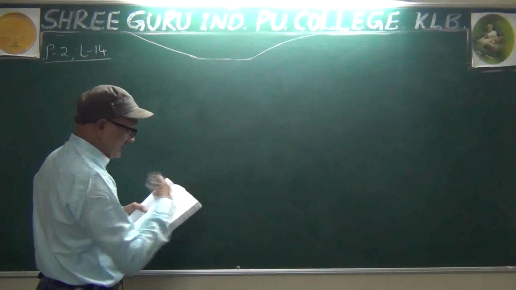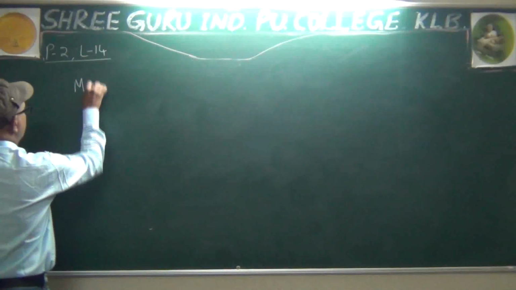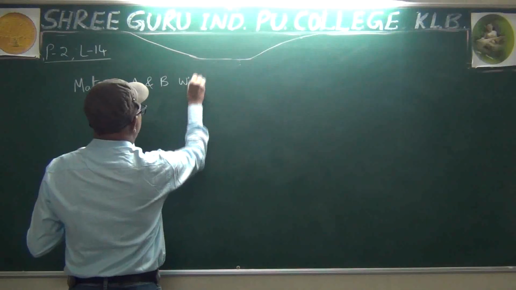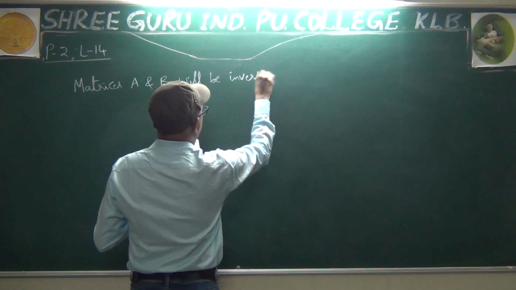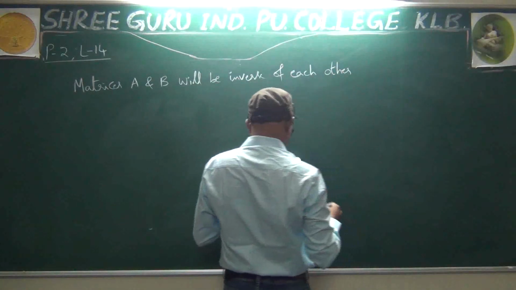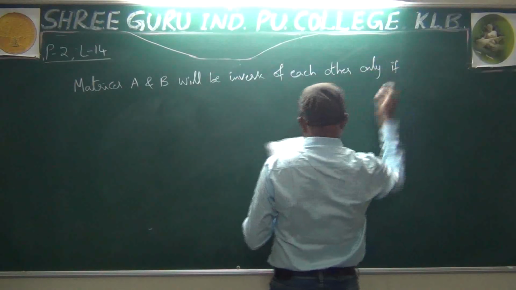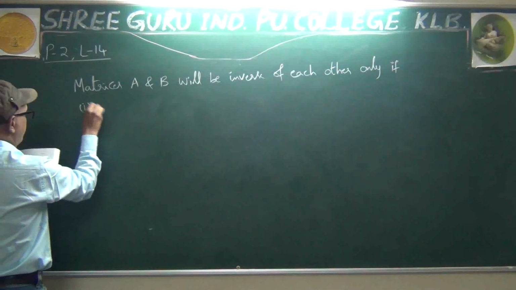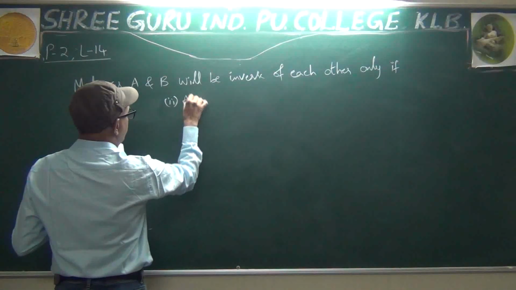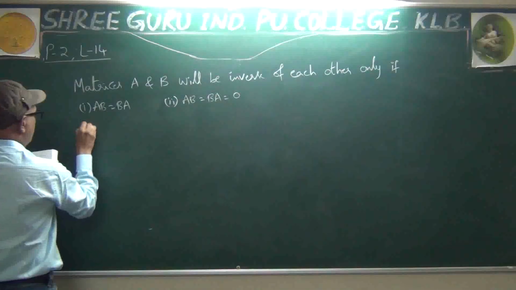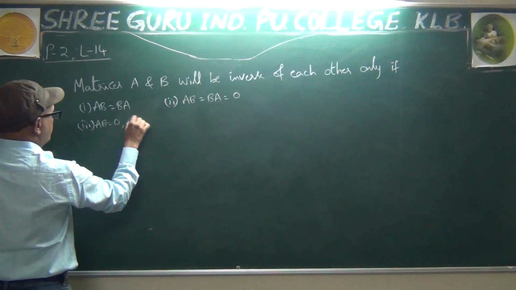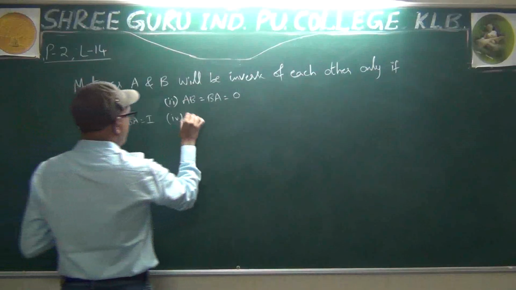This is the last question in this exercise. Matrices A and B will be inverse of each other only if: first option, AB equal to BA; second option, AB equal to BA equal to 0; third option, AB equal to 0, BA equal to I; fourth one, AB equal to BA equal to I.